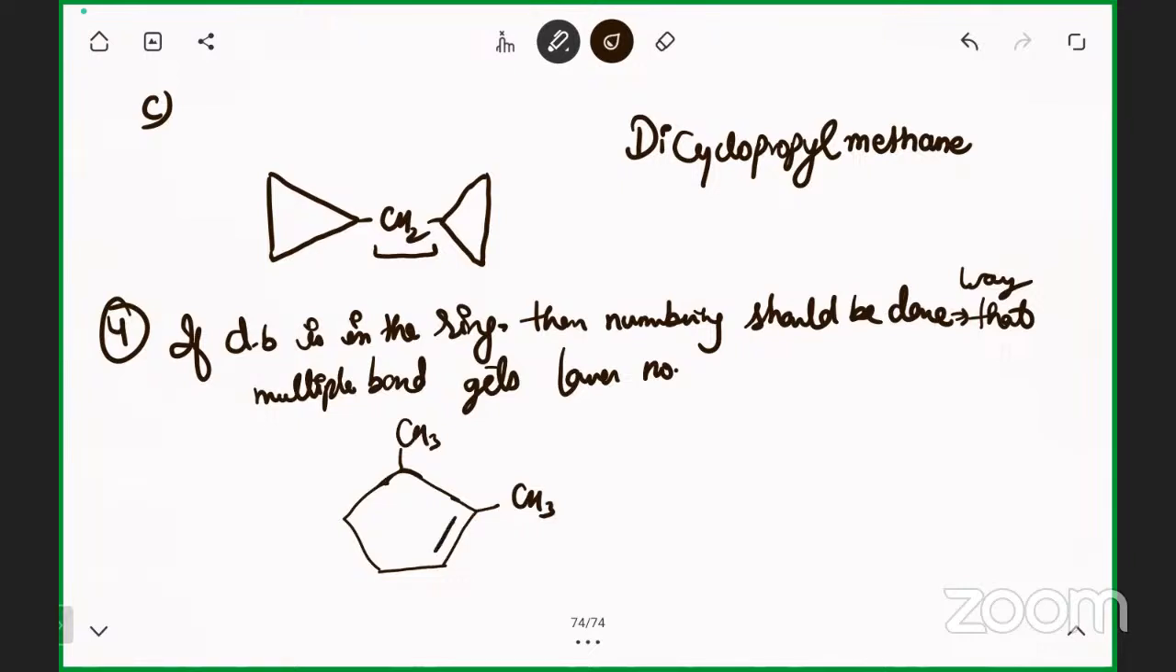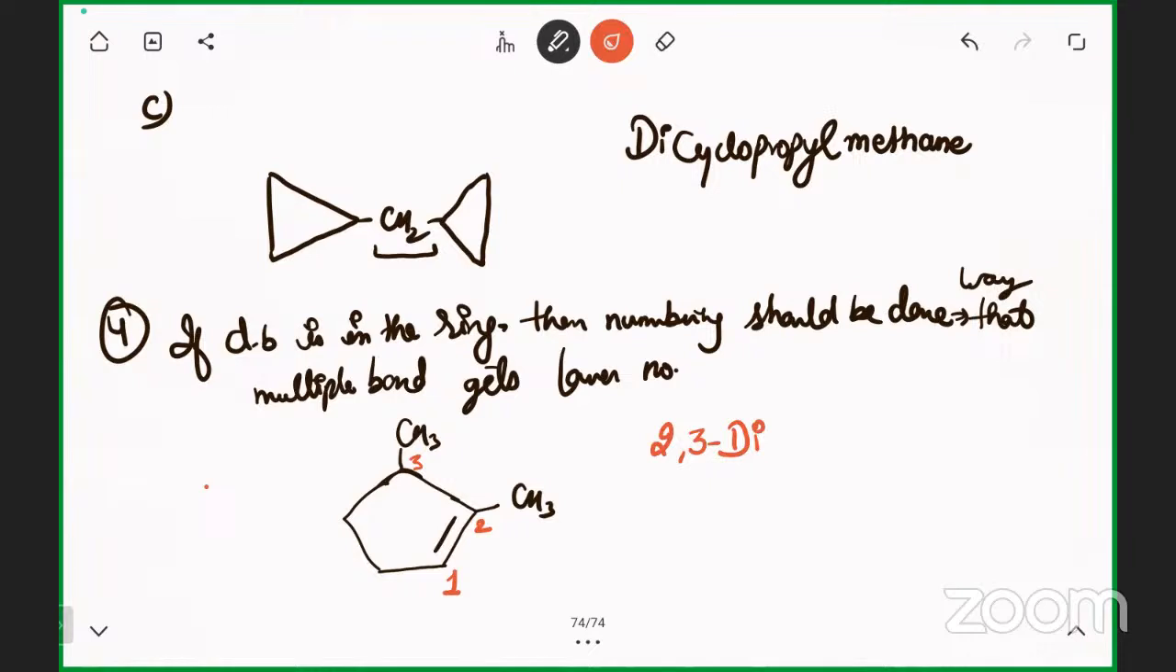Now the numbering should be done from where the multiple bond will get the lower number. The numbering I'm doing will be 1, 2, 3. Now the double bond is in the first position. On the second and third position, what do we have? We have methyl, 2, 3. Just because we have two, we'll use di.